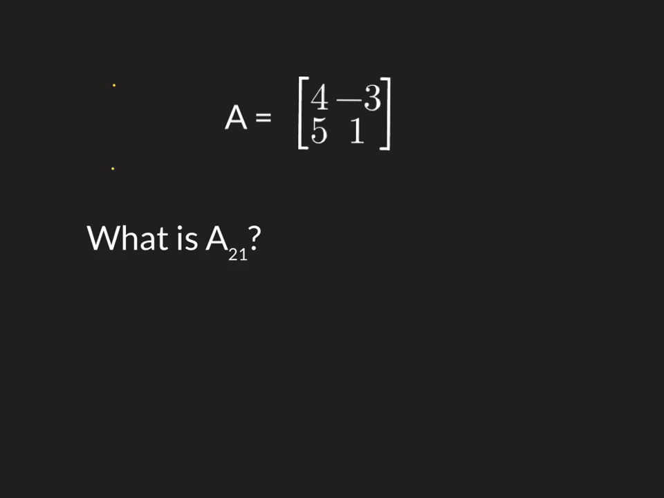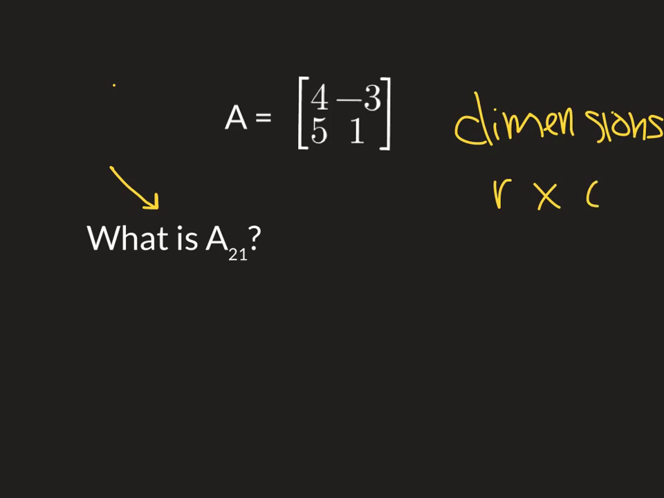And what they may ask you today is something like this: what is matrix A sub 21? When you say 21, that means row 2, column 1. Also, dimensions of a matrix: you always go rows first, columns second, rows by columns. So this one would be a 2 by 2. You can't mess that one up because it's got 2 rows going across and 2 columns coming down. So it's a 2 by 2.